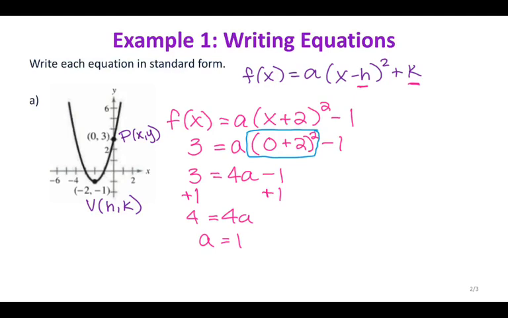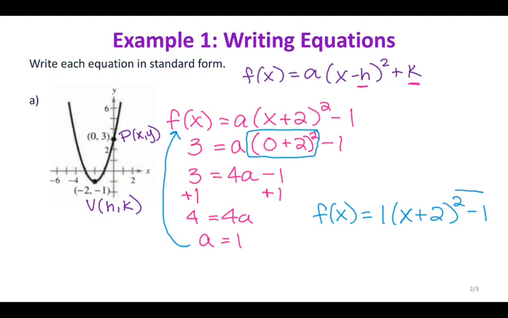Now to write out your final answer, you're going to take this a and put it back into your function notation. So when I write it out, I'm going to write f of x equals, a was 1. I'm going to leave x as a variable because when you're writing out a function, you need that variable there. So I'm only replacing my a, h, and k. And that is your function in standard form.